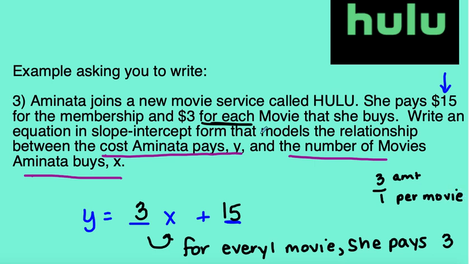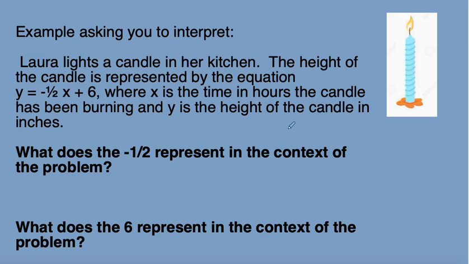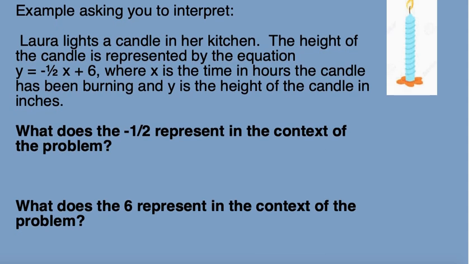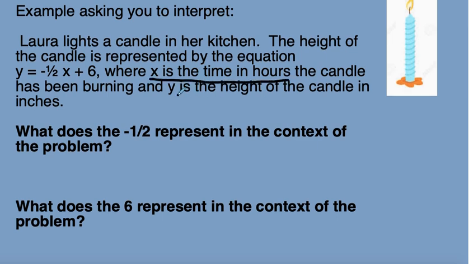Okay? All right, the last one I'm going to talk about in this video is asking you to interpret everything you might need to know. So here we've got this question. Laura lights a candle in her kitchen. The height of the candle is represented by the equation y equals negative 1/2 x plus 6, where x is the time in hours the candle's been burning. So x is time in hours, and y is the height of the candle in inches. What does the negative 1/2 represent in the context of the problem?